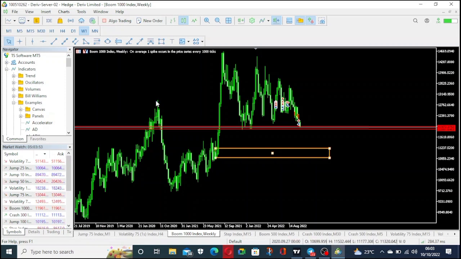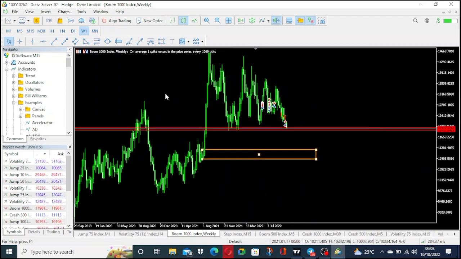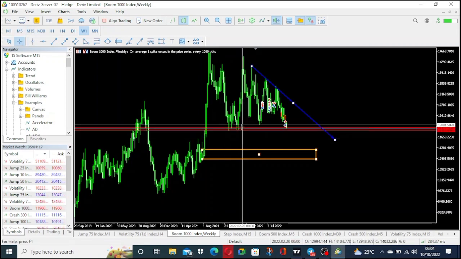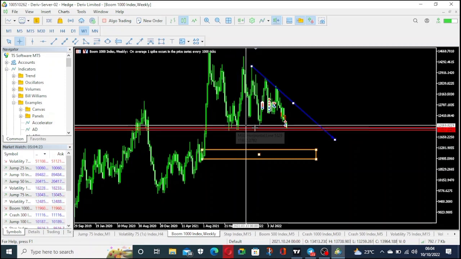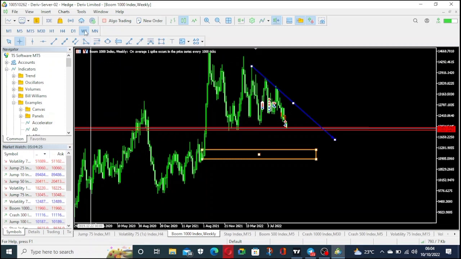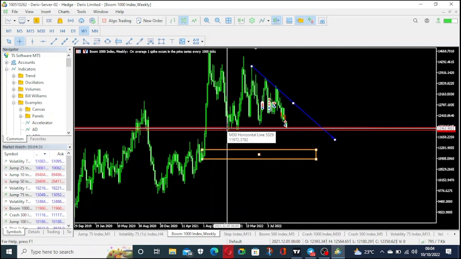So this is Boom 1000. I want to start the analysis now. As we can see, price has been on the downside. This has been a downtrend, and this point here has been a resistance point. It has been a support here. This is the weekly time frame, and this has been a support for a while. It has been tested several times.